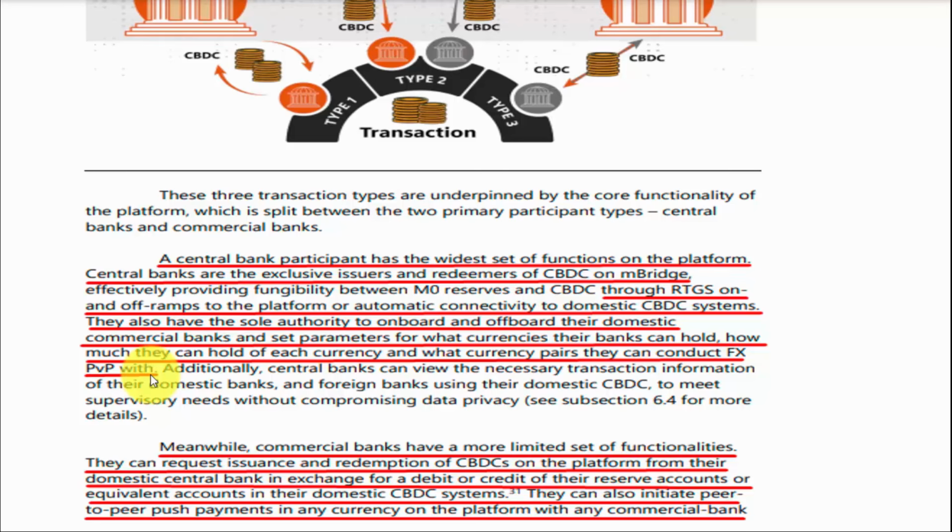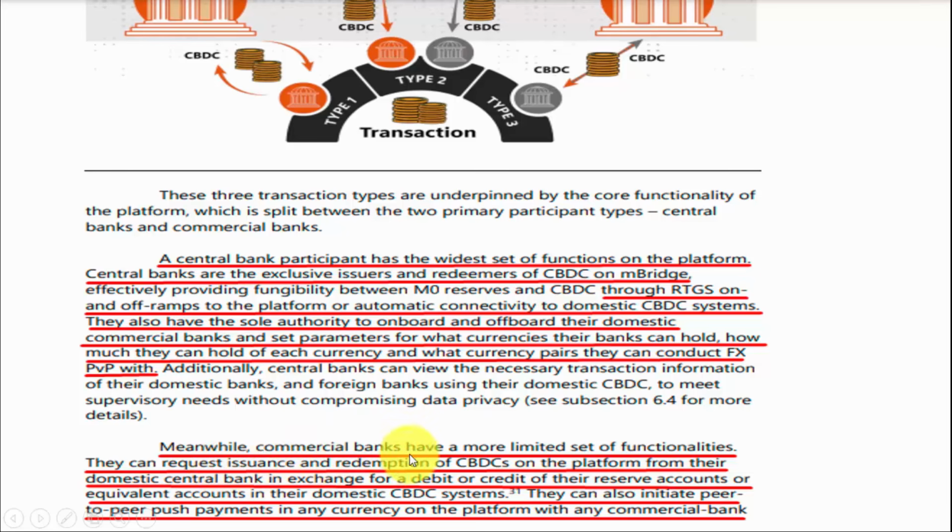So as you can see, basically mBridge is designed for central banks and central bank CBDCs, and they can set the parameters on mBridge for commercial banks and the currencies their banks can hold and so on. So central banks have a lot of influence on mBridge because it's really a system designed for central banks. Even though commercial banks can partake in it, they are subordinates basically to the central banks.